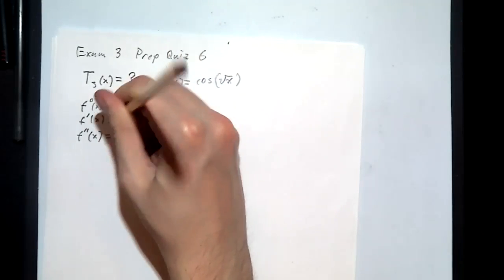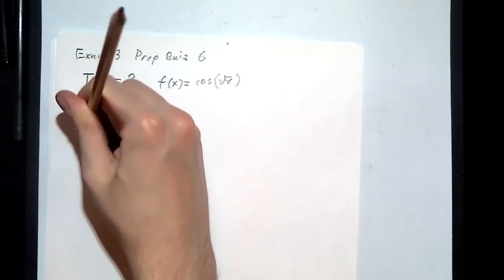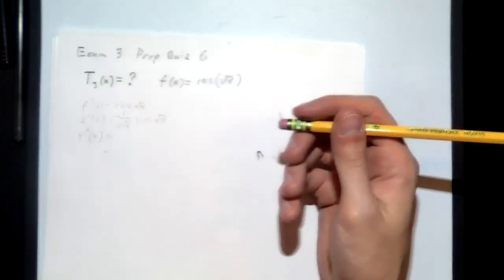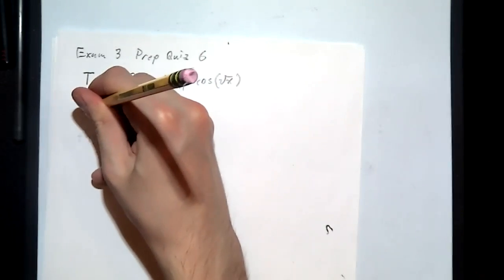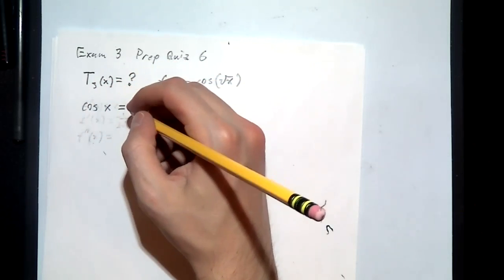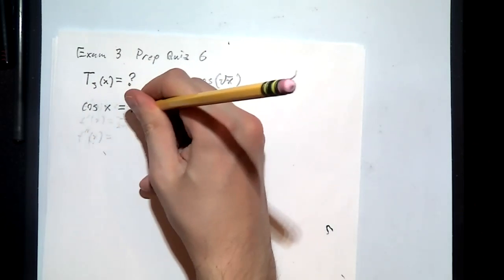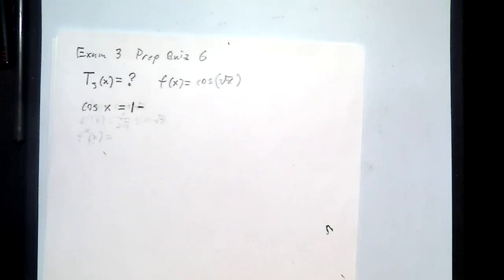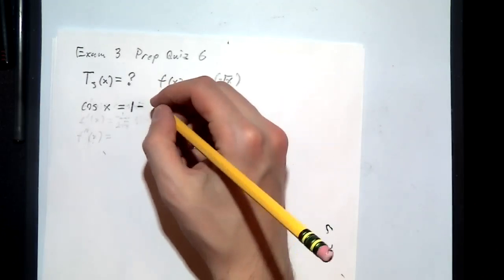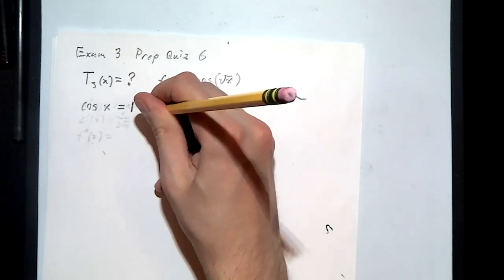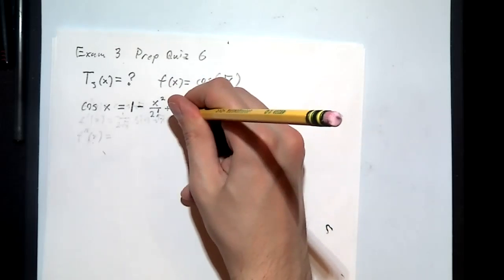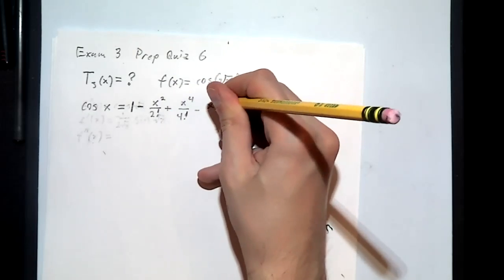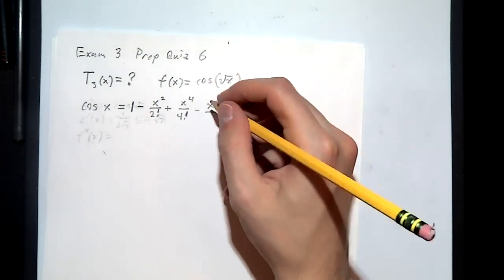We want to do the cheap method. Right. Instead of having to deal with chain rule, we want to use our nice identities. So we already know for cosine, cosine of x is going to equal 1 minus x squared over 2 factorial plus x to the 4th over 4 factorial, and then minus x to the 6th over 6 factorial.